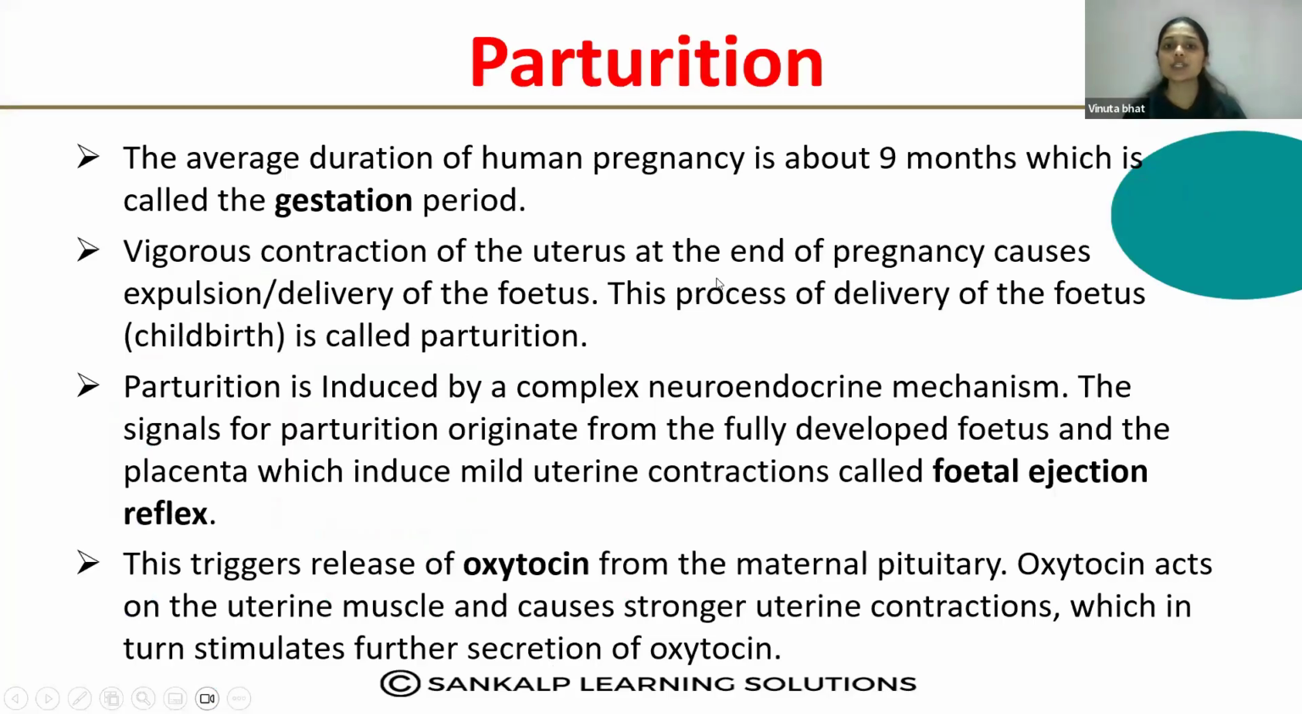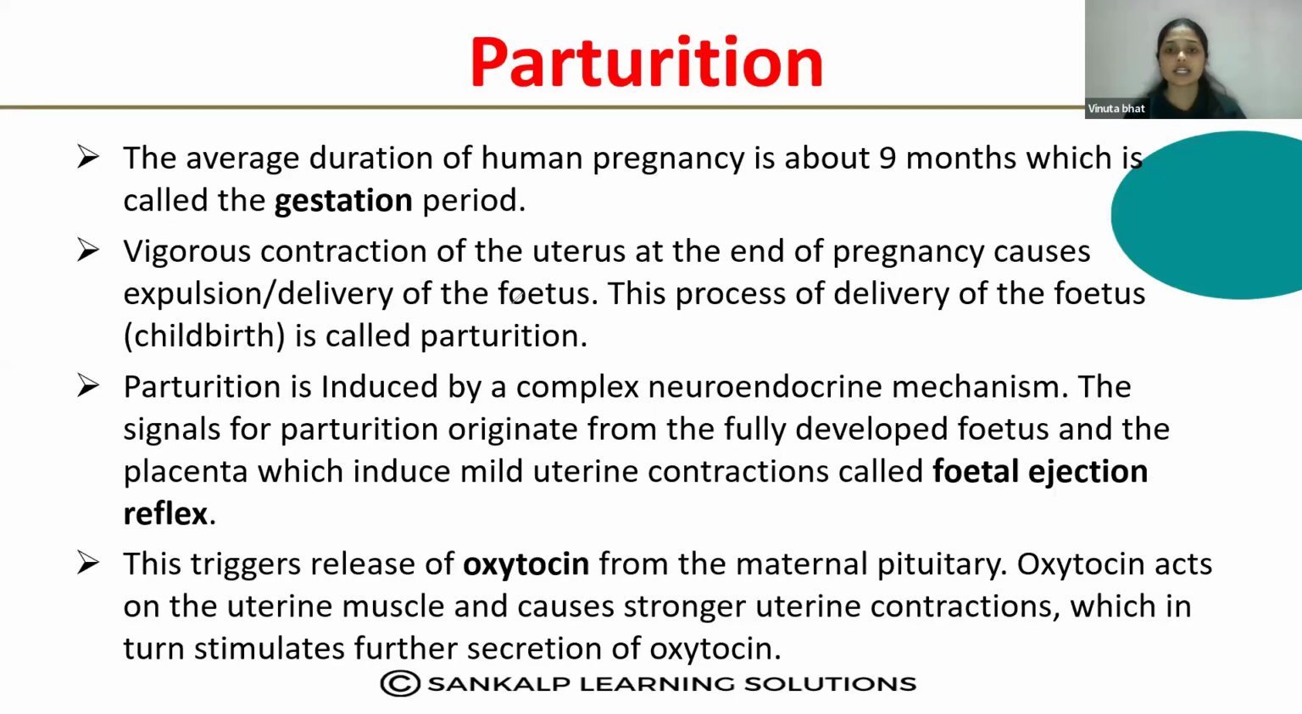The average duration of the pregnancy is about 9 months, which is called the gestation period. After the development of the embryo, the vigorous contraction of the uterus at the end of the pregnancy causes the expulsion or the delivery of the fetus. And this process of the delivery of the fetus is called parturition.